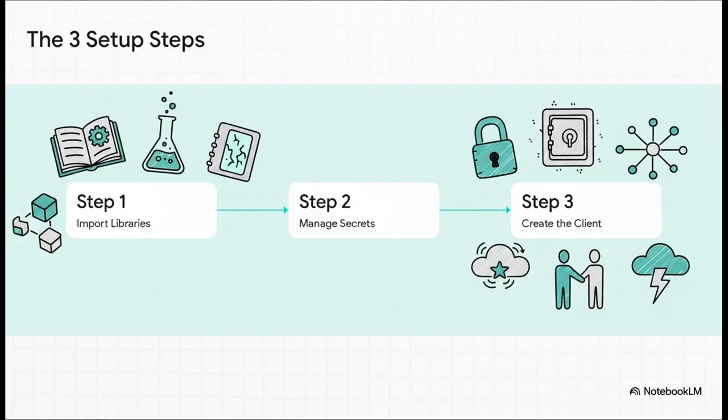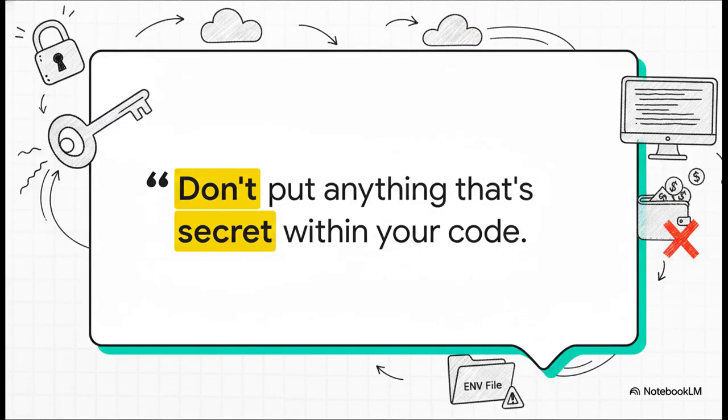First, we import the libraries. You can think of these as pre-built toolkits that let us talk to the AI. Second, we manage our secrets, stuff like API keys, to keep everything nice and secure. And third, we create what's called a client. That's basically our private, secure line to the AI model's brain. That's it.